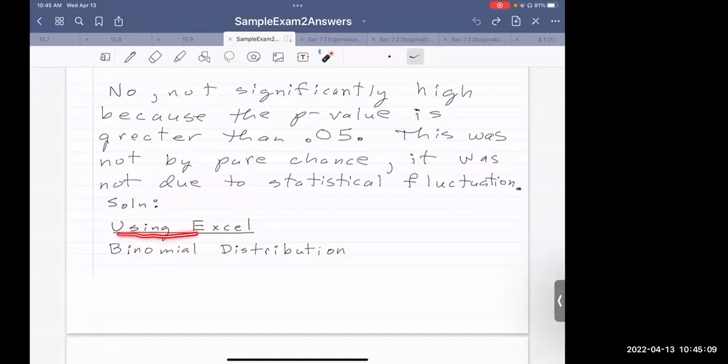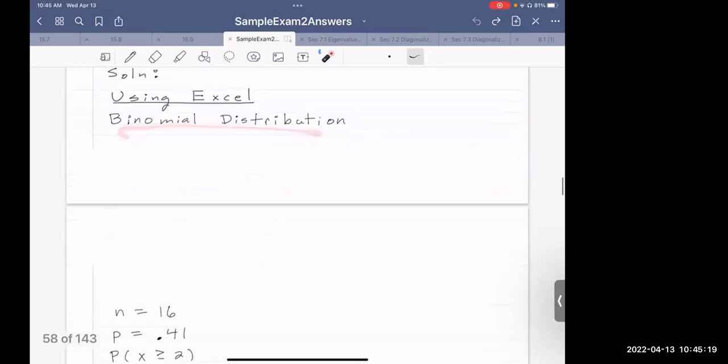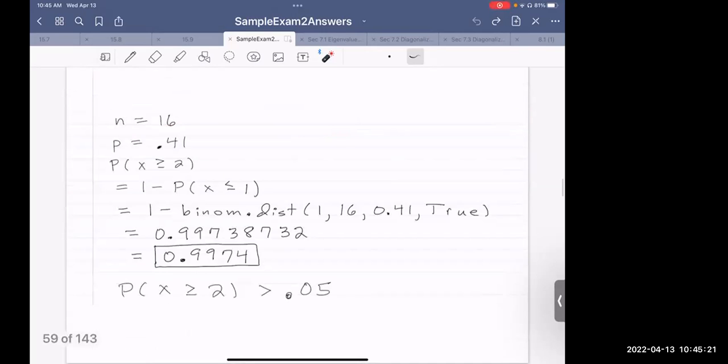If you were instead using Excel to answer this question, well, again, we have that this is a binomial distribution. We had that n here is equal to 16. P is equal to 0.41. I want to find the probability that x is greater than or equal to 2. And so let's do the complementary event: 1 minus the probability x is less than or equal to 1.